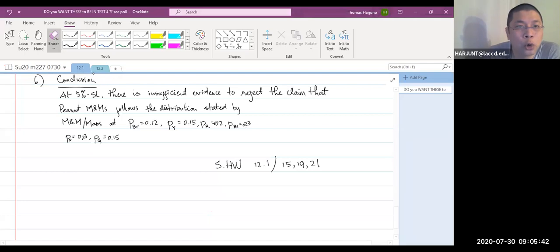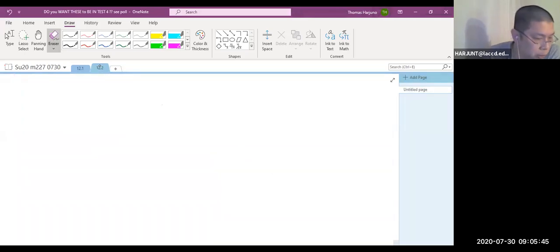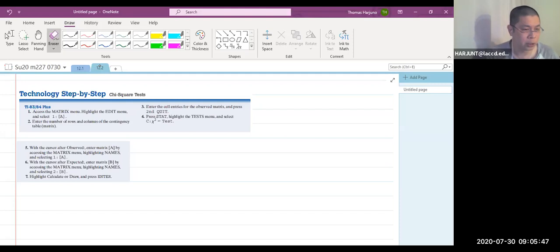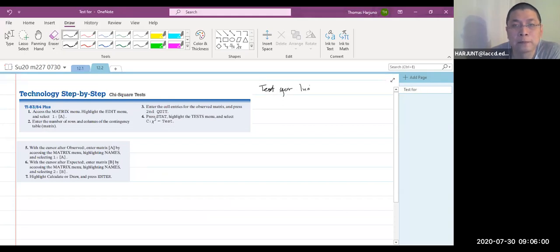We will continue on our 12.2. That's a test for independence and homogeneity of proportions. Test for independence and homogeneity. Proportions.